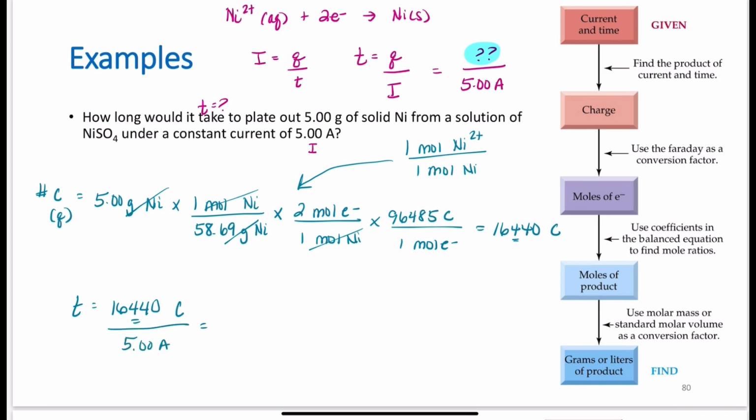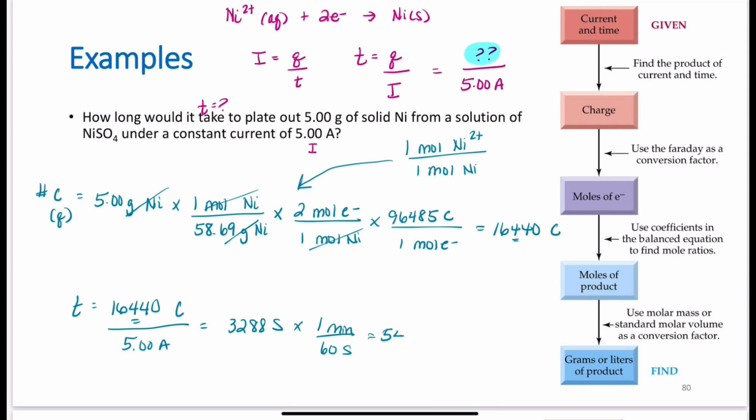...amps gives me 3,288 seconds. Now this question doesn't specify. I could leave it in that unit, but most of us aren't going to be able to quickly relate what 3,300 seconds means in our brain. So I'm going to go ahead and convert that to minutes. 1 minute is 60 seconds.